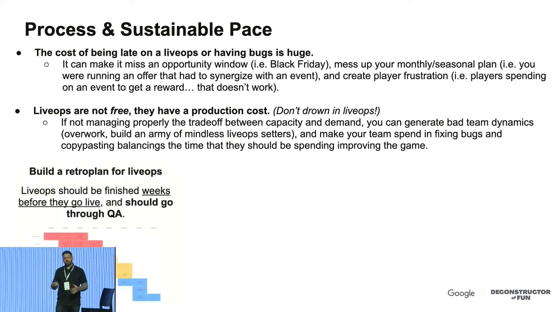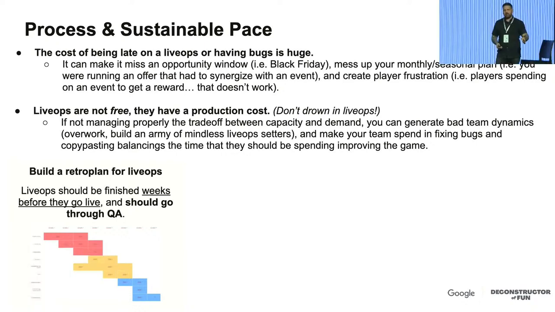Now, some tips that I have in order to better estimate your actual capacity to do live ops without burning your team is build a retro plan for them. So if you want a live op to go live at this specific moment, when do you need to start QA? When do you need to start the implementation? When do you need to start the design? And do it backwards. And you also want live ops to be finished weeks before they go live, or as much time as possible, so that you have buffer to react to unexpected stuff and make them go through QA. Because imagine that you launch them and then they are bugged, then you're going to have to put extra effort to fix it, and that's time that you're losing for creating the new batch of live ops.